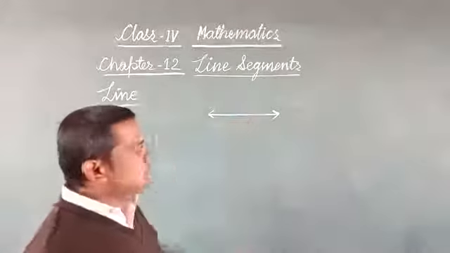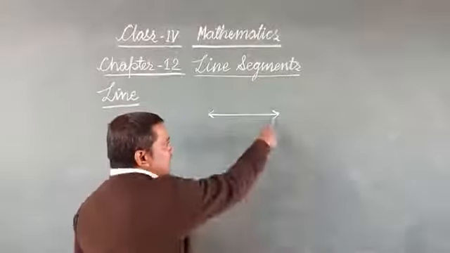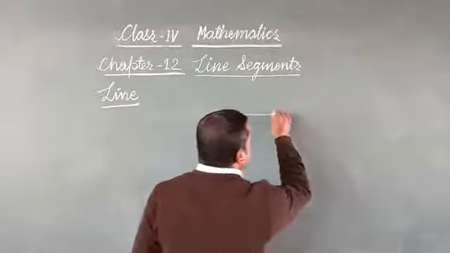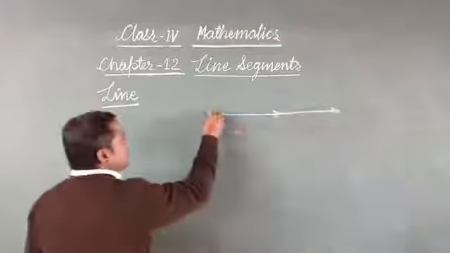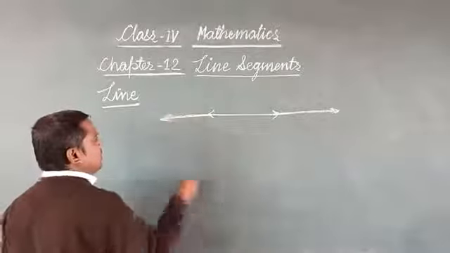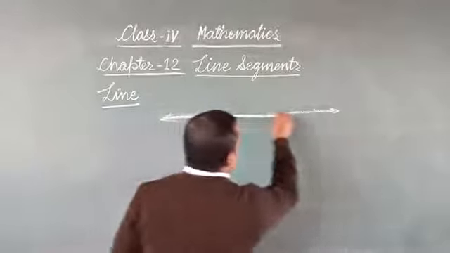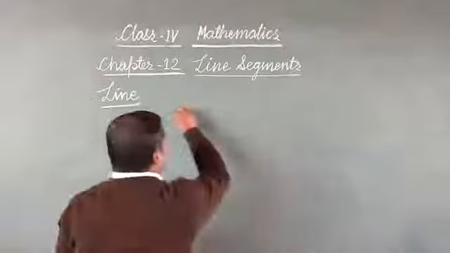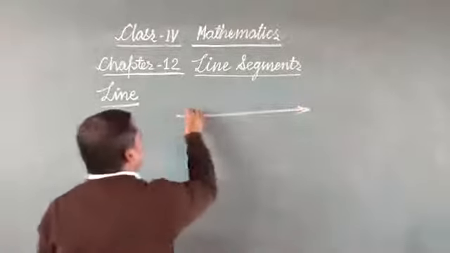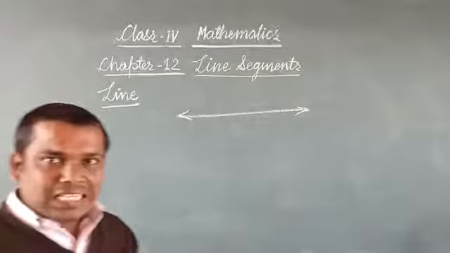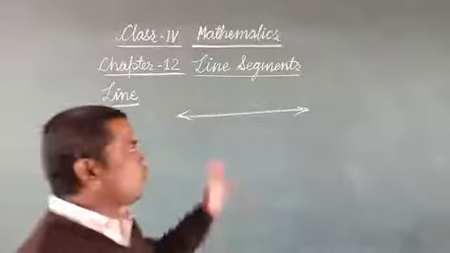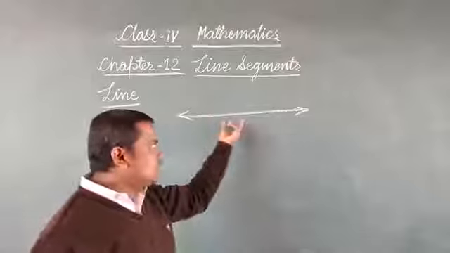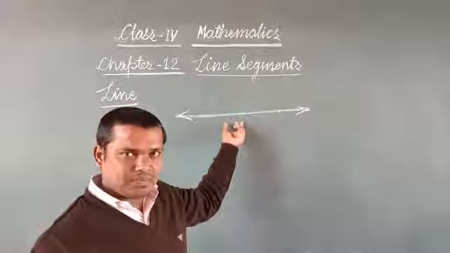Now, as arrowheads are marked on both ends, it indicates that this can be extended either on this side or on this side. And it is a straight path. It is a straight path that can be endlessly extended in both directions. This side also and this side also. So it is called a line.